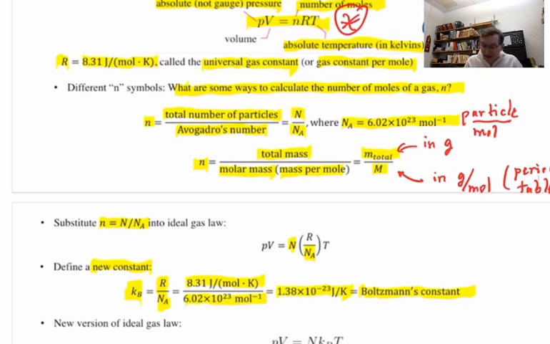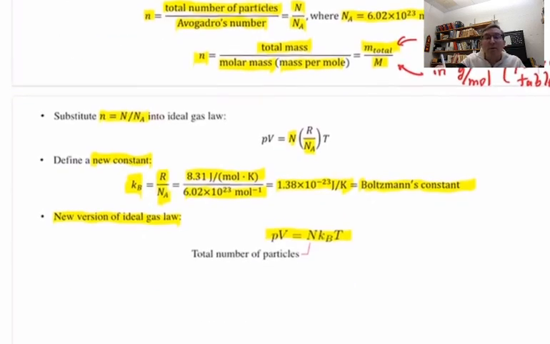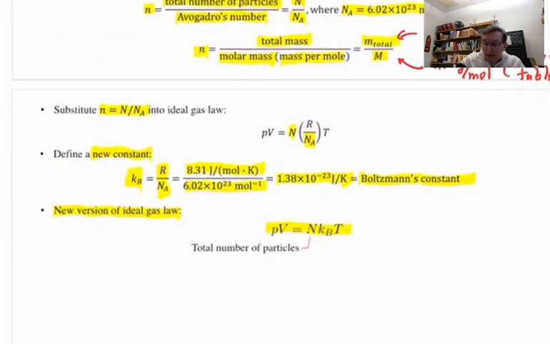And so, if you do that, you can get a new version of the ideal gas law. Pressure times volume, that's still the same, equals total number of particles, capital N, times Boltzmann's constant, k sub B, times the absolute temperature. So let me write both forms of the ideal gas law side by side, or lined up. PV equals capital N k_B T, or PV equals little n RT.